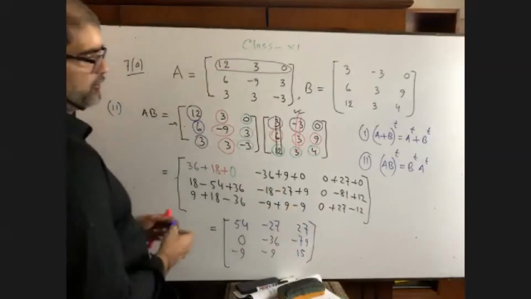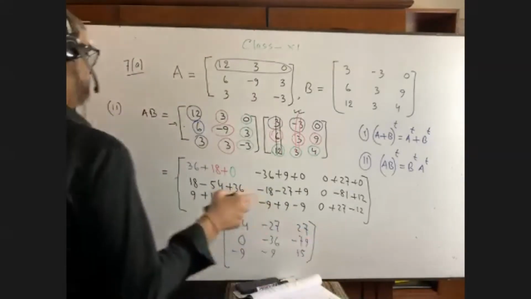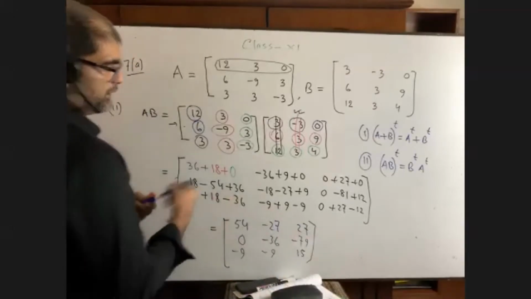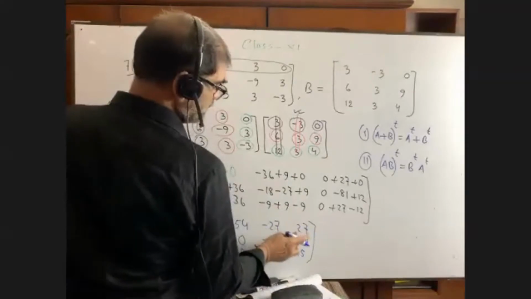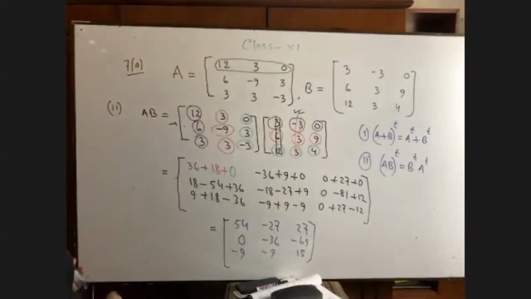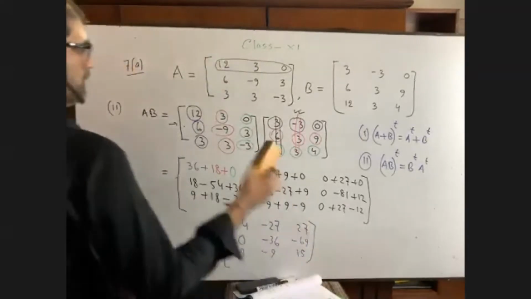Now we are going to find BT. Sir, will it not be minus 69? Is it 79? You're absolutely right. It is minus 69. I'm sorry. Okay. Now you are required to go to question number 2. Okay. Question number 2.